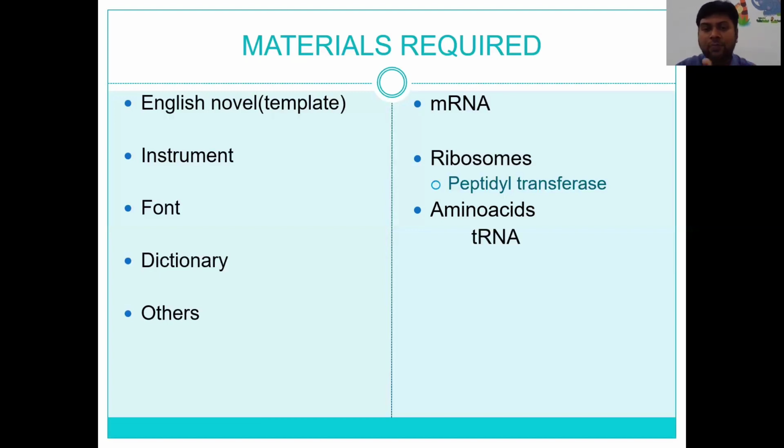We have more than 20 to 30 transfer RNAs, each specific for a specific amino acid. The process in which amino acids are added to tRNA is called activation of amino acid, or otherwise called charging of tRNA. This process is catalyzed by an enzyme called aminoacyl tRNA synthetase. So the third requirement is over.